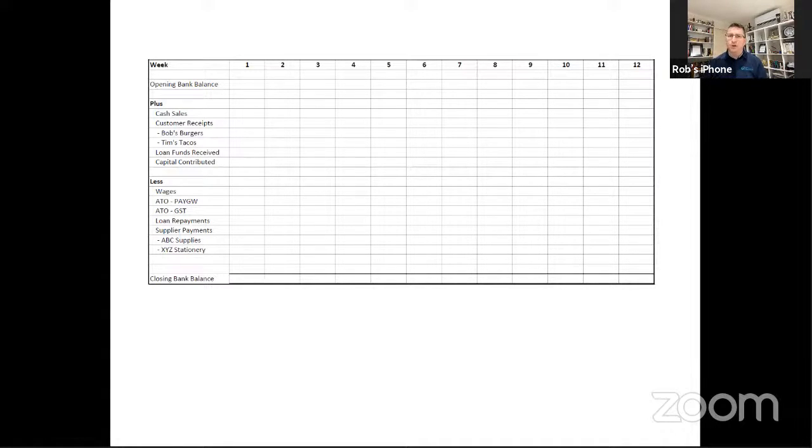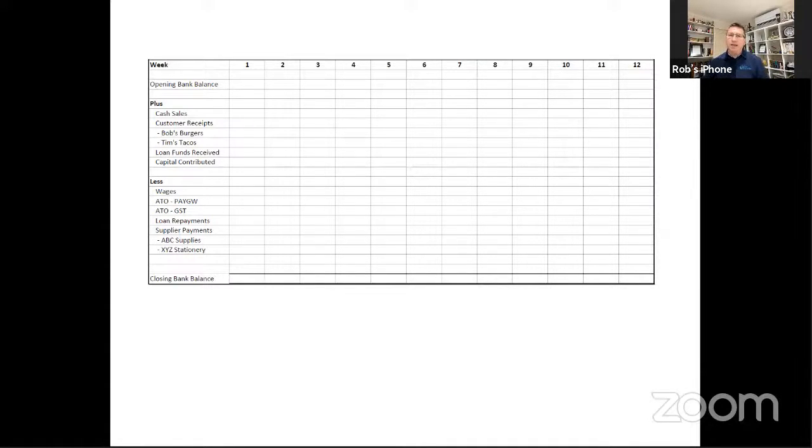So, Bob's Burgers, they've ordered some stuff from us 45 days ago, and we know on average they pay in 47 days. So we know in this particular week they're going to pay us. So we can stick their receipt in there.